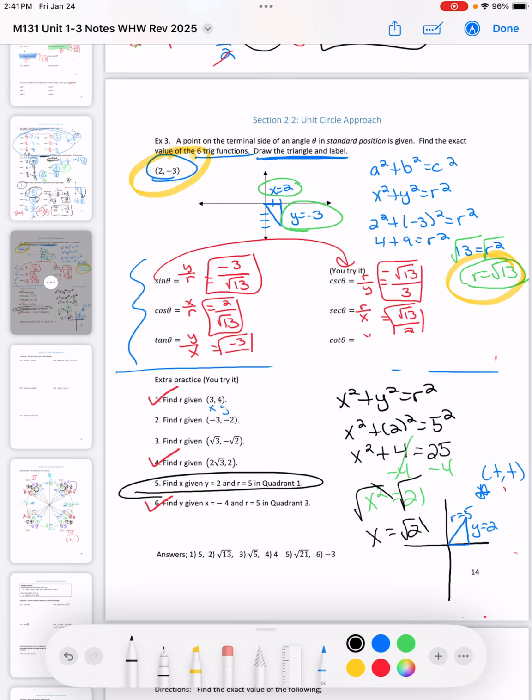The difference between this one and number 6 is number 5 is in quadrant 1, where both the x and the y value are positive, so I don't have to worry about making anything negative. So it is positive square root of 21.